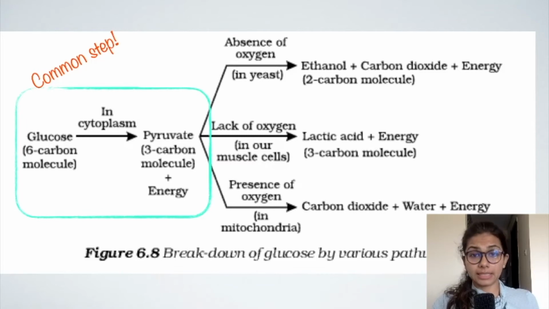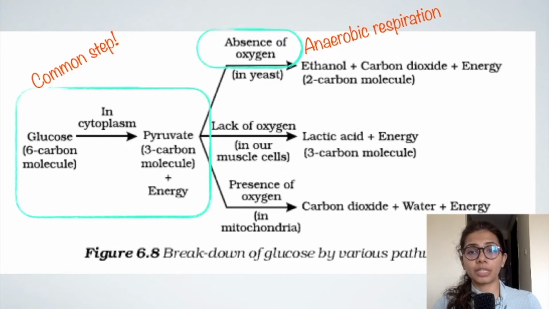In yeast, that is in certain organisms, it happens in the absence of oxygen, without the help of oxygen. So what kind of respiration is this? Anaerobic respiration. So in yeast, anaerobic respiration happens, and what is formed? Ethanol, which is a 2-carbon molecule. So 3 to 2. And carbon dioxide is also released along with some more energy. So this is the first type of pathway.